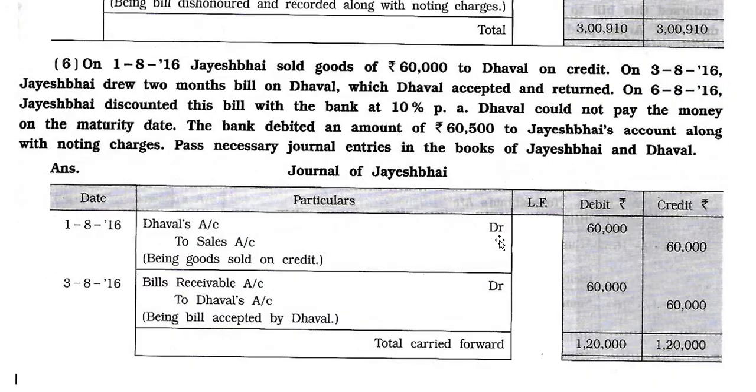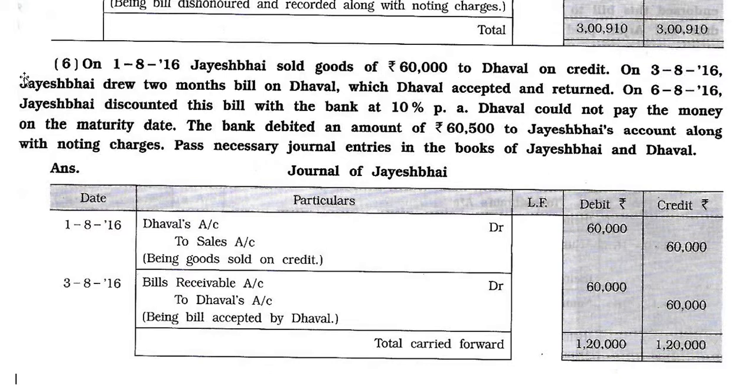Now question number 6. On 1/8/2016, Jayesh Bhai sold goods of rupees 60,000 to Dhawal on credit. Here Jayesh Bhai is the creditor and Dhawal is the debtor. Jayesh Bhai sold the goods of rupees 60,000 to Dhawal. Dhawal is the debtor and Jayesh Bhai is the creditor. Jayesh Bhai sold the goods and Dhawal purchased these goods.